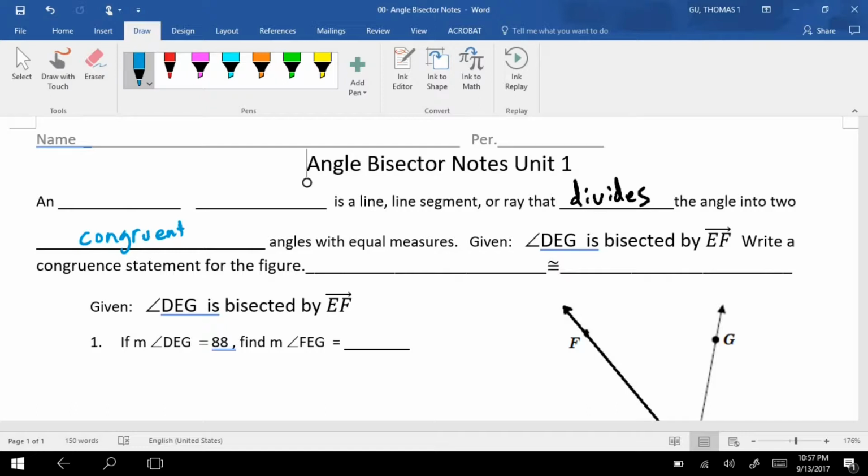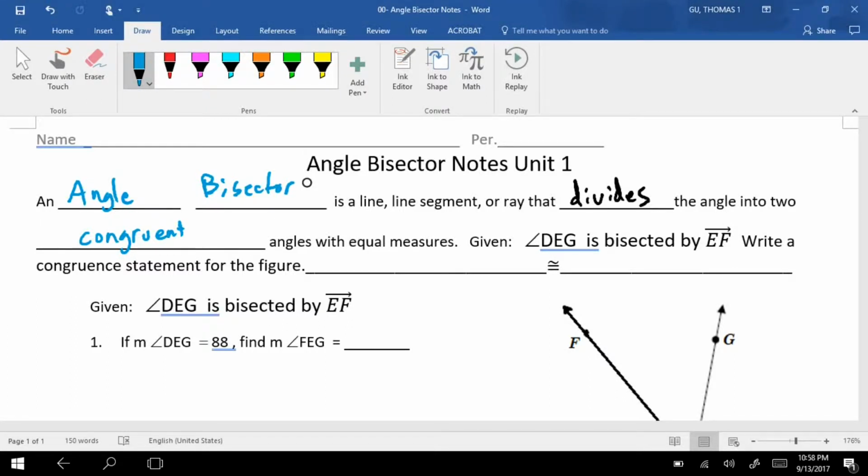Now think about this. Let me run this by you really quickly. If a segment bisector is something that divides the segment into two congruent segments with equal measures, then what is the line segment or ray that divides the angle into two congruent angles with equal measures? Think about it. If you said angle bisector, then you're right.